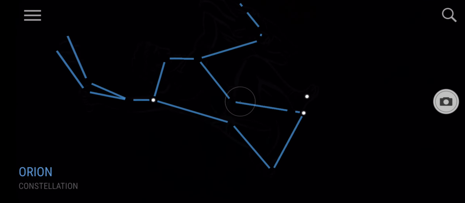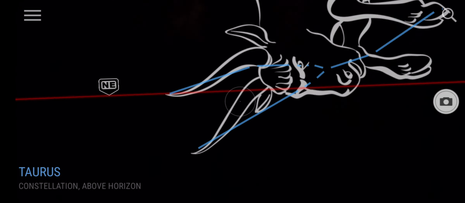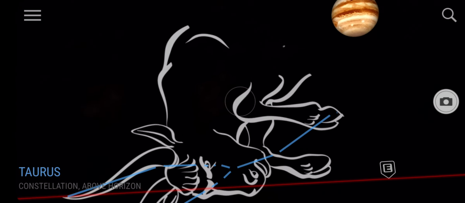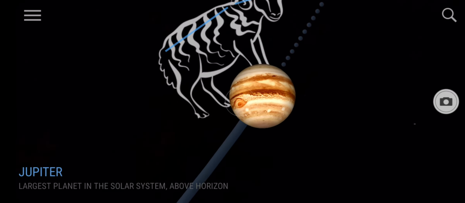Now watch this. Okay, not this one. Here's Oregon. Watch over here. If I come over here, here is Taurus, and look who's over here. Jupiter rising. I'll be able to get Jupiter really good.